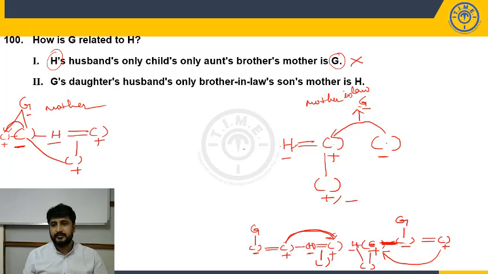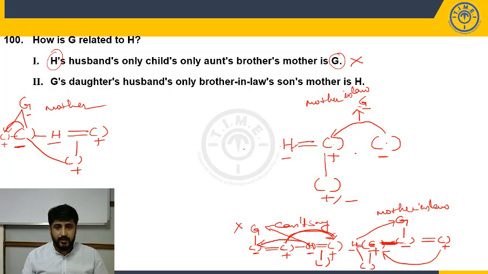So H is here. Now here, only brother-in-law's son's mother is H. So H is here. How is G related to H? In this case, it is mother-in-law. In this case, it is mother-in-law. Now, in this case, what is the relation between these two people? Siblings, spouse, mother. So, can you say how directly related these two are? No. It is your sister-in-law's mother. Your sister-in-law's mother is not your mother-in-law. Your brother's mother-in-law, right? So, we cannot say the relation between these two people. So, 2 alone is not sufficient.